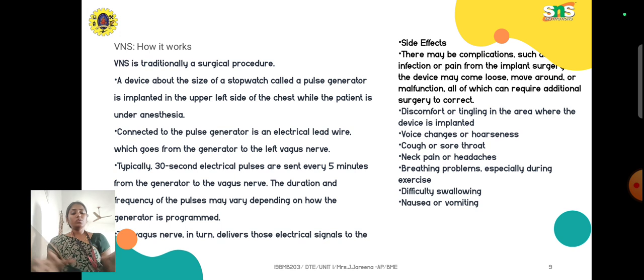This is all about what vagus nerve stimulation is. In the next class we will have the continuation, which is the last type of brain stimulation treatment.